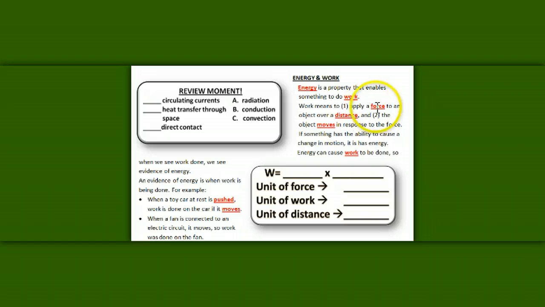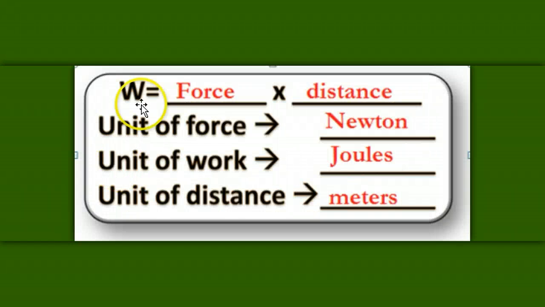So if the object had a force applied to it and it moved a distance, a force that moves an object a distance, we pushed the toy car, it moved a distance. So we know that work has been done on that car. That's scientific work. When a fan is connected to an electric circuit, it moves, so work was done on the fan. So, what is work? Work equals force times distance. Work equals force times distance.